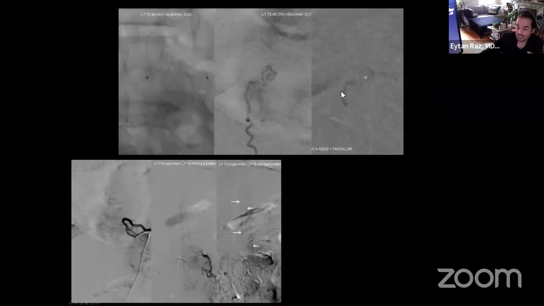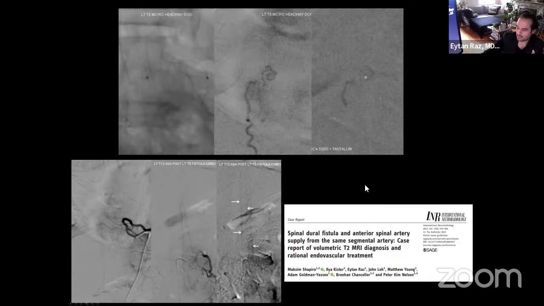and cure it. And this is the final result showing preserved flow into the anterior spinal artery. The fistula is cured, with preserved flow in the T12. So you can cure the fistula and save the anterior spinal artery only if you understand how the specific patient's anatomy is, and it's something you understand only if you do this sort of imaging.